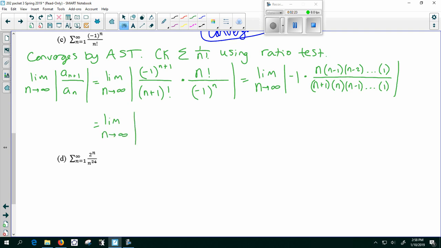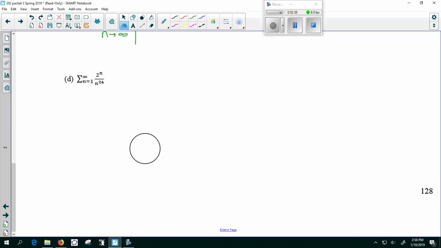All right, so I still have my -1, but it doesn't really matter because I'm going to take the absolute value of it. So I think I'm just not even going to write it down. Yeah, because I'm going to take the absolute value right now.